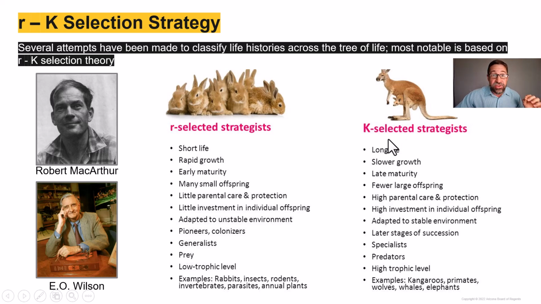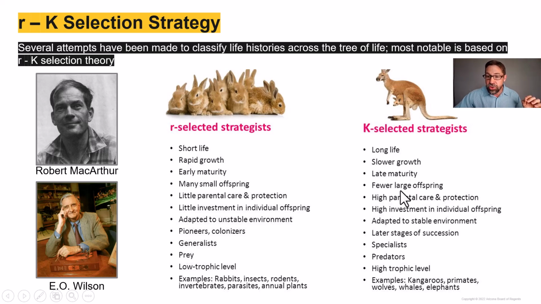Whereas K-selected strategists are species whose populations tend to show that sigmoidal, S-shaped logistic population growth model. Their populations are governed by density-dependent factors. They do bump up against their carrying capacity. So these are large-bodied mammals. They tend to have very long lives. They're slow to reach sexual maturity.